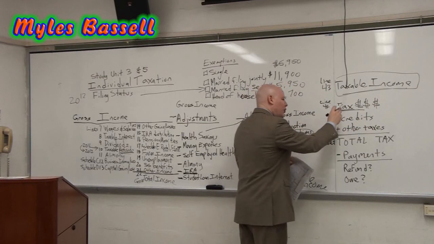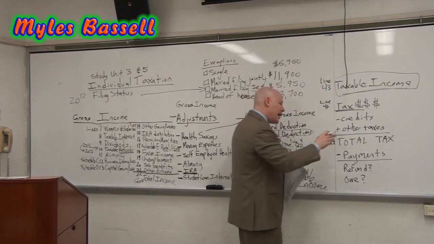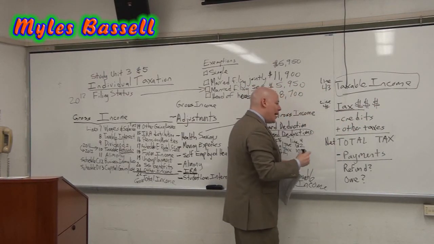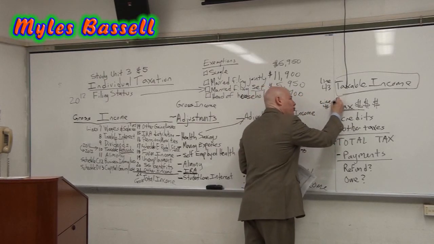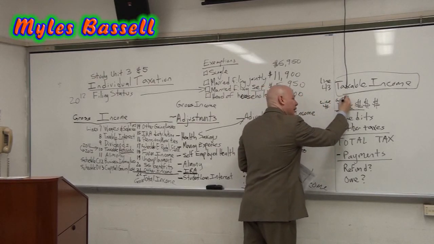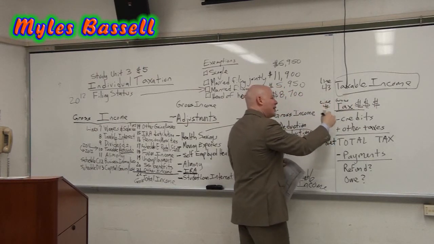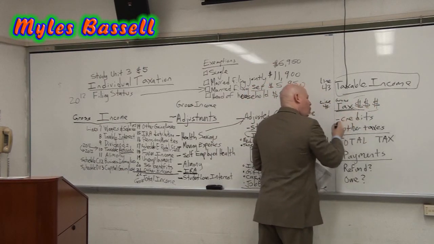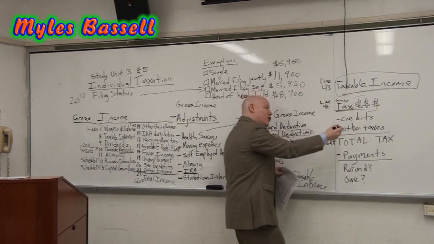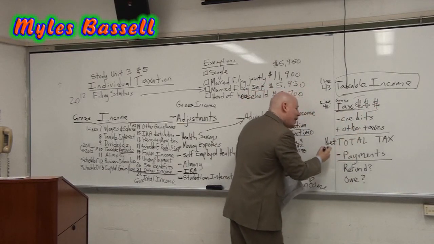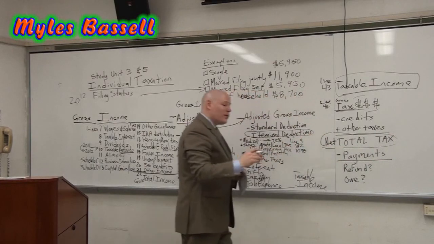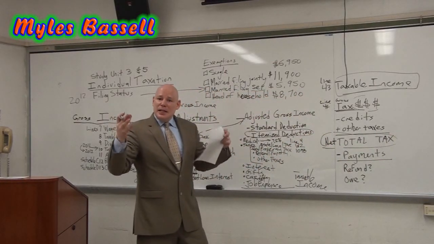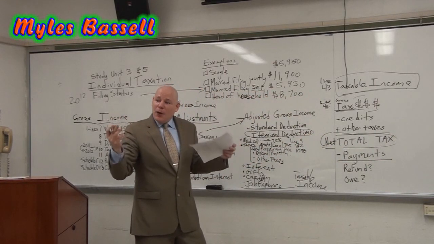Then we subtract the credits. Then we add other taxes that we owe. And then we get the net total tax. That's why over here I put gross, but I erased it. So we have the gross tax. This is the amount that we owe. We subtract the credits, we add the other taxes, and then we get, ta-da, the net total tax. That's the tax that we owe.